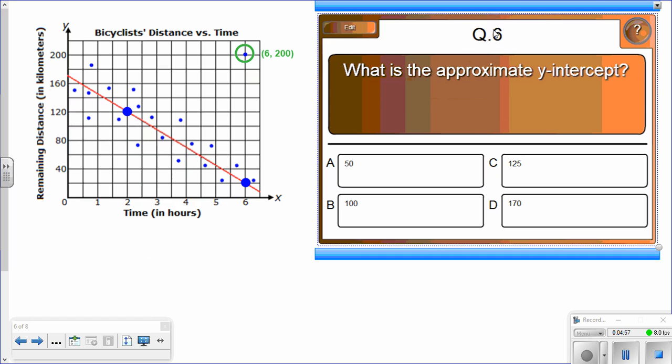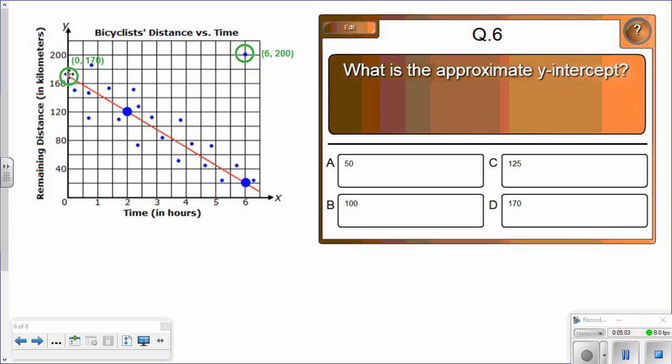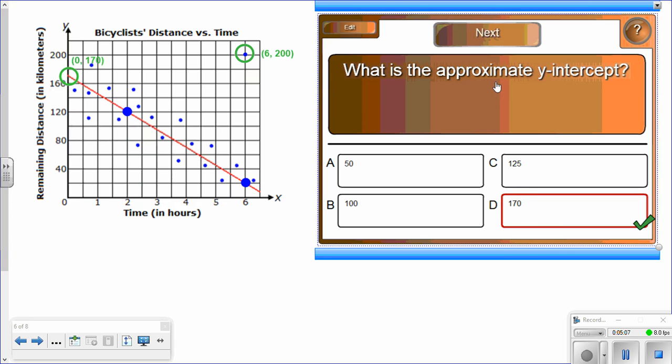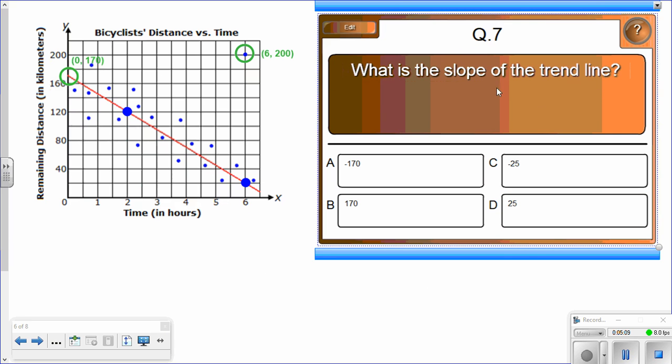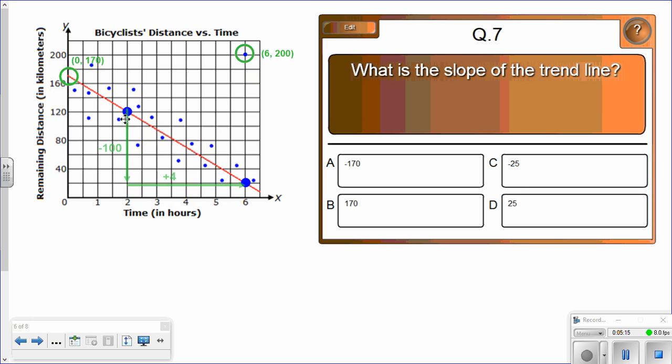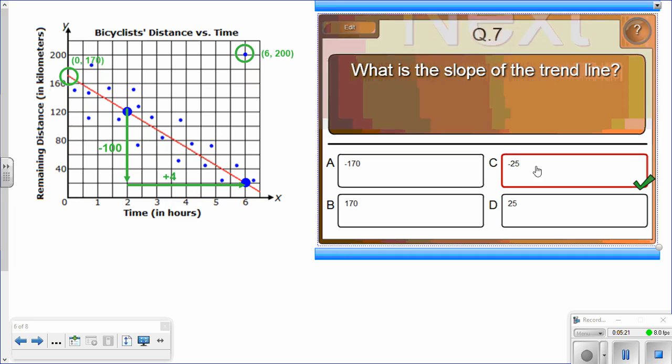What is the approximate y-intercept? We'll go up here to where the y crosses, and it looks like it's about 170. What is the slope of the trend line? We're going to use these points that look like they're a little bit darker. It looks like it's going down 100 and over 4, so that simplifies to negative 25.